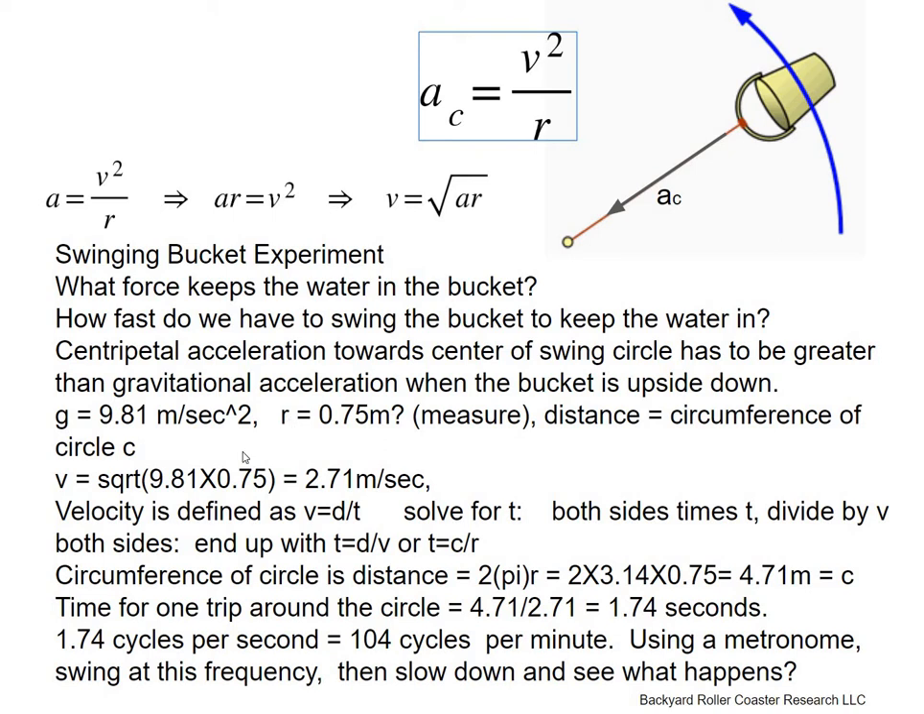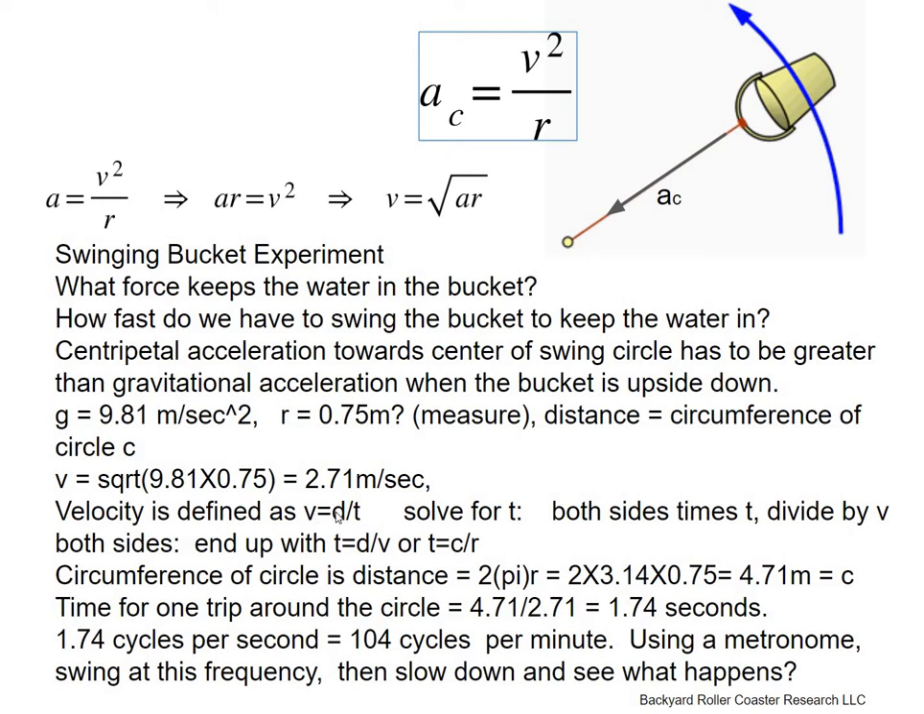V equals the square root of, we use our derived equation, the square root of 9.81 times 0.75, and we get 2.71 meters per second. That's the velocity we need to be going at the top of the circle, so we produce the right amount of centripetal acceleration to counteract gravity.